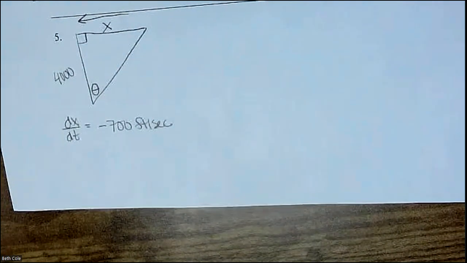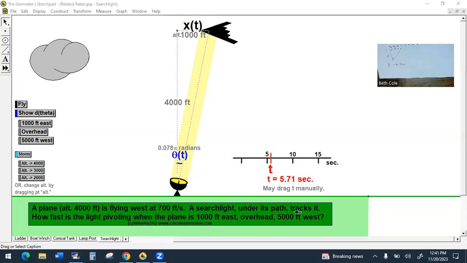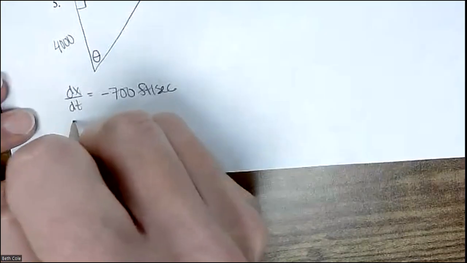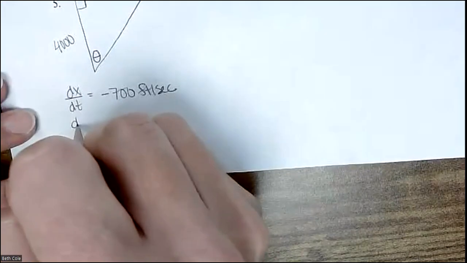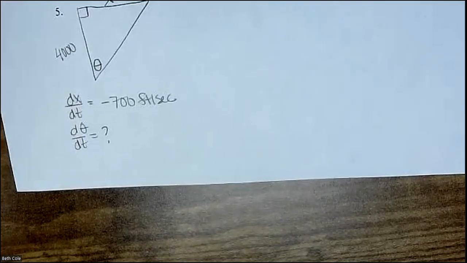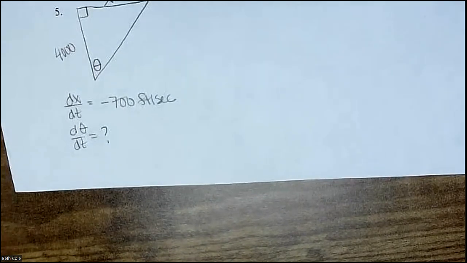I'm sorry, I have to keep going back and forth for you to be able to see it. A searchlight under it is tracking it. How fast? This is your question mark. How fast is the light pivoting? So what is our question mark? Well, the other variable is theta. So d theta dt is our question mark. And if you really wanted to call it y instead, valid, it's up to you. It's whatever letter of the alphabet. We just usually use theta for angles.